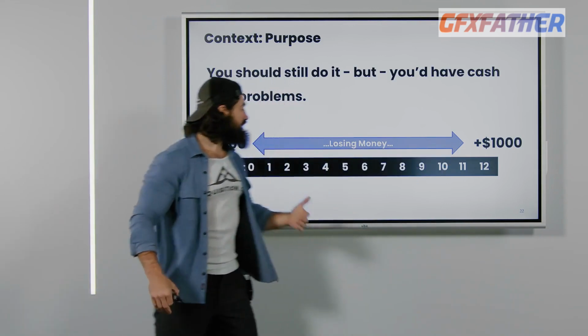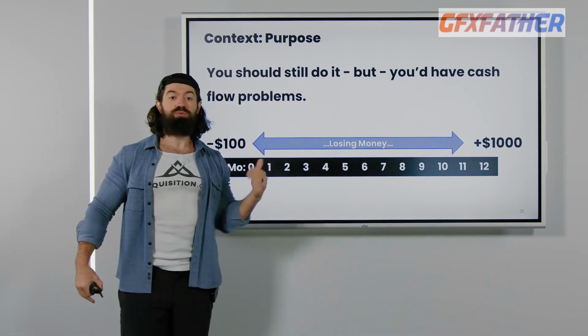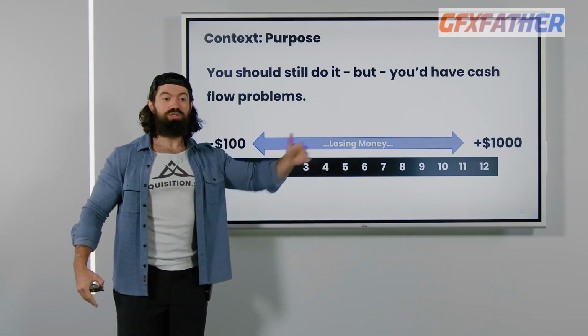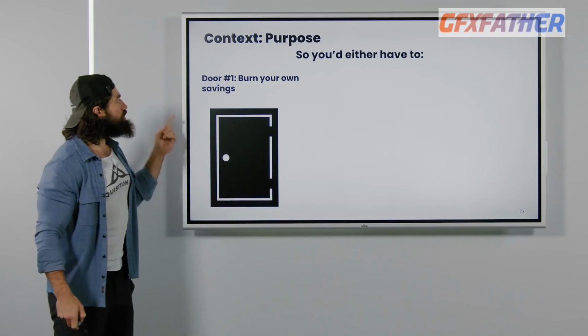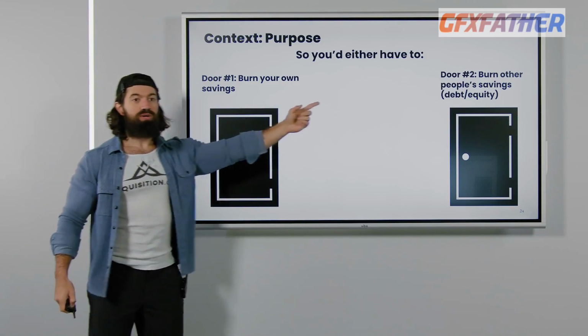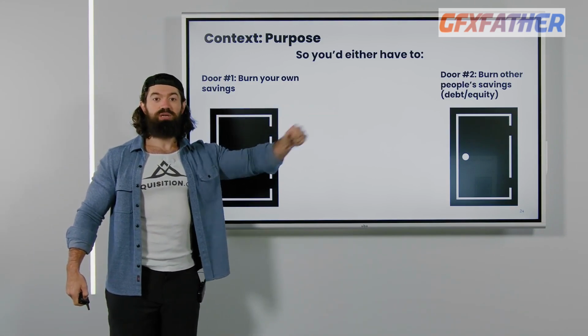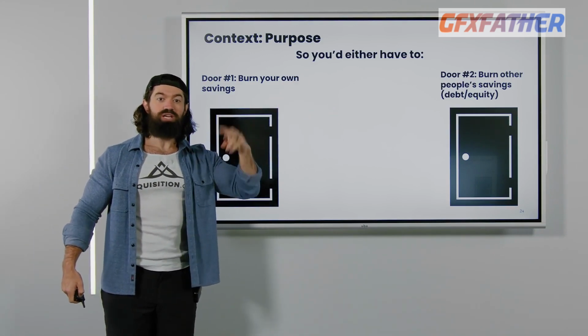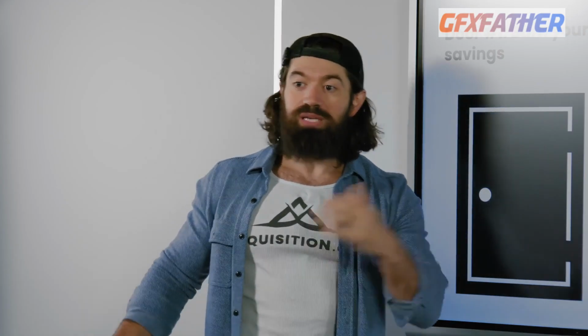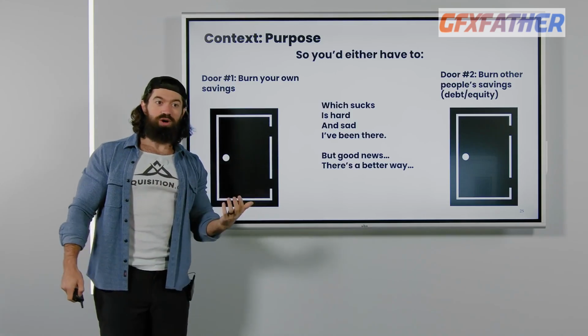It could be equally said that if we had a 10-year LTV and someone paid you $100 a year, or $8.33 a month for the next 10 years, you should totally make that deal. But you're still not going to be profitable until month 13. You would either have to burn your own savings, which sucks. You'd have to burn other people's savings through debt and equity, meaning you sell portions of your business in order to get more cash. You do fundraising, right? Or you raise some sort of loan from a bank so that they can basically fund your business while you wait to get this money back from customers, which sucks and is hard.